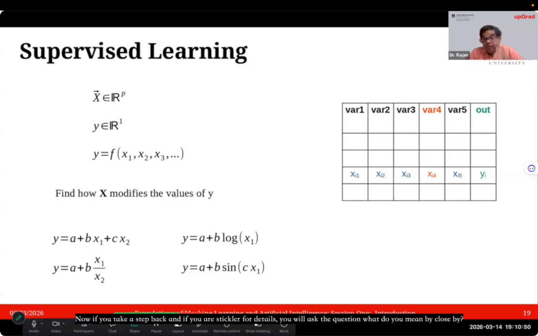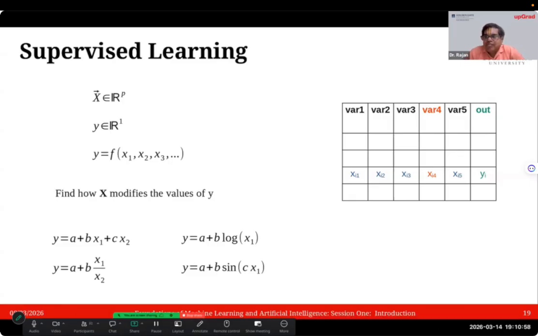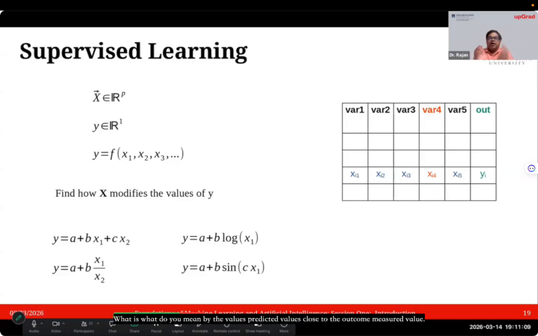Now if you take a step back and if you're a stickler for details, you will ask the question, what do you mean by close by? That's where the mathematics comes in, some definitions. That's where the actual supervised learning comes in. So we need to define what this process is. What do you mean by the predicted values being close to the measured outcome value?